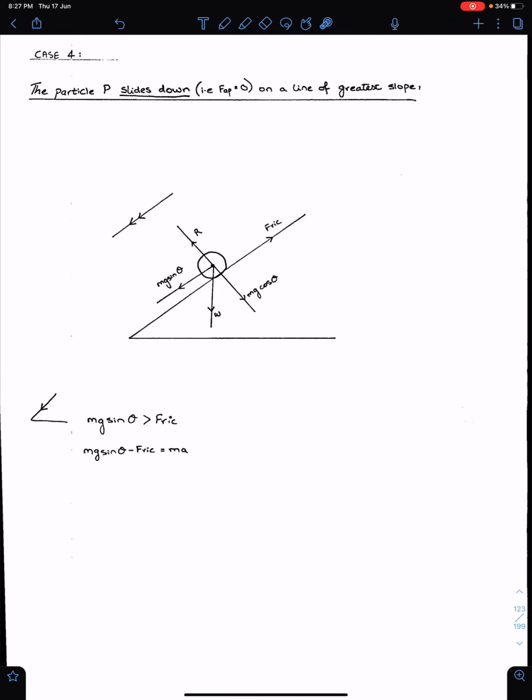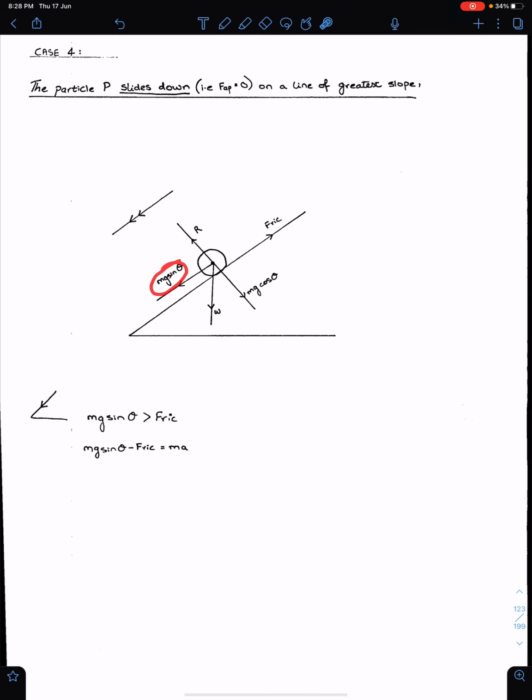Case 4. The particle P slides down, which means the applied force is 0 on a line of greatest slope. So this component of weight, mg sin theta, is responsible for this particle to move or slide down the slope. So mg sin theta must be greater than friction. With the help of this inequality, you can form this equation and easily solve it for the unknown to get the values of the unknown constants.